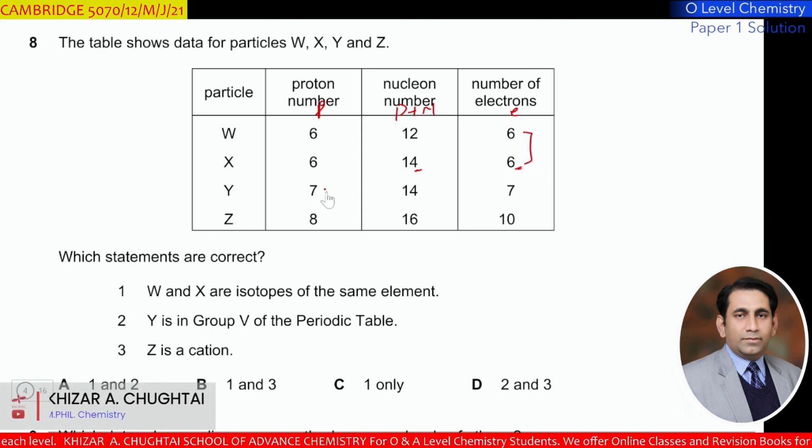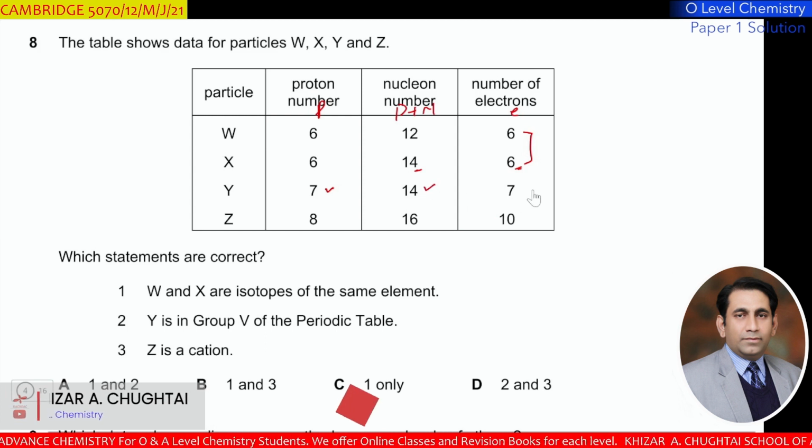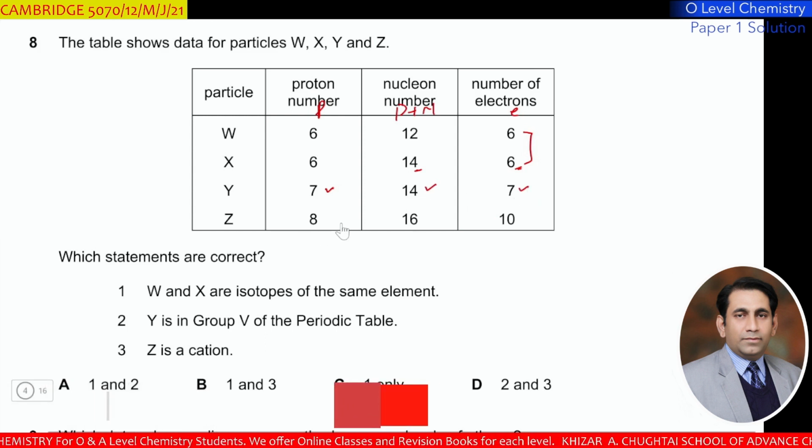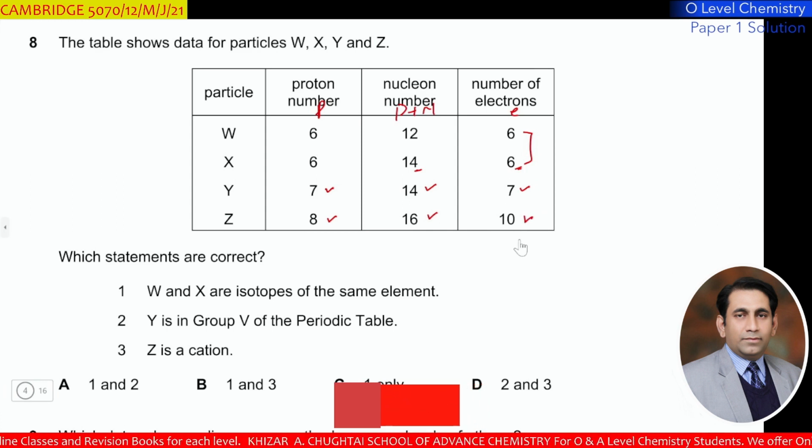What is Y? It has proton number 7. This is a different element with nucleon number equal to 14, and number of electrons equal to 7. And Z has proton number 8, nucleon number equal to 16, and number of electrons equal to 10. Which statements are correct?